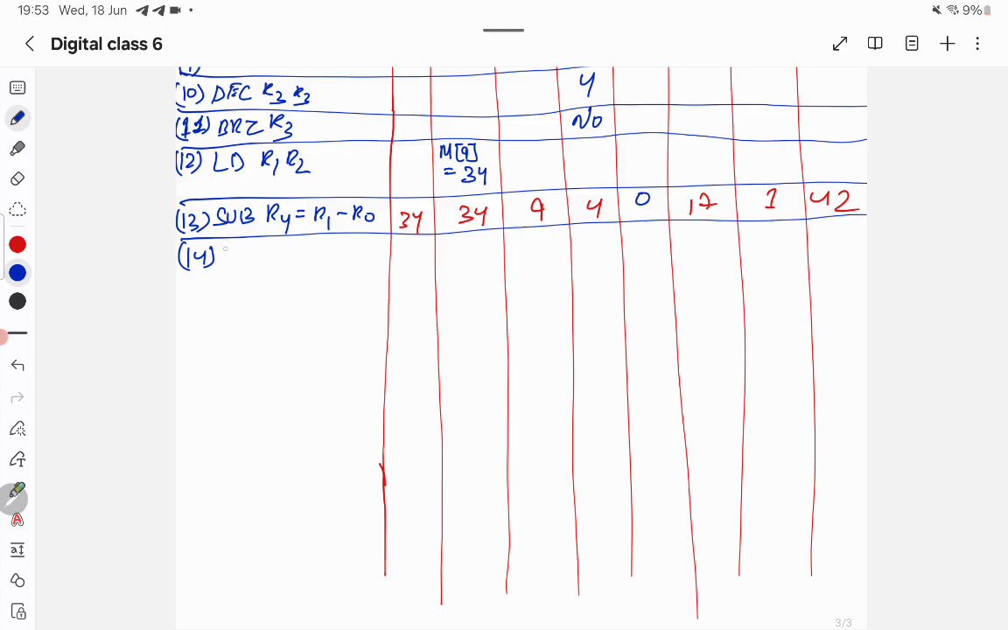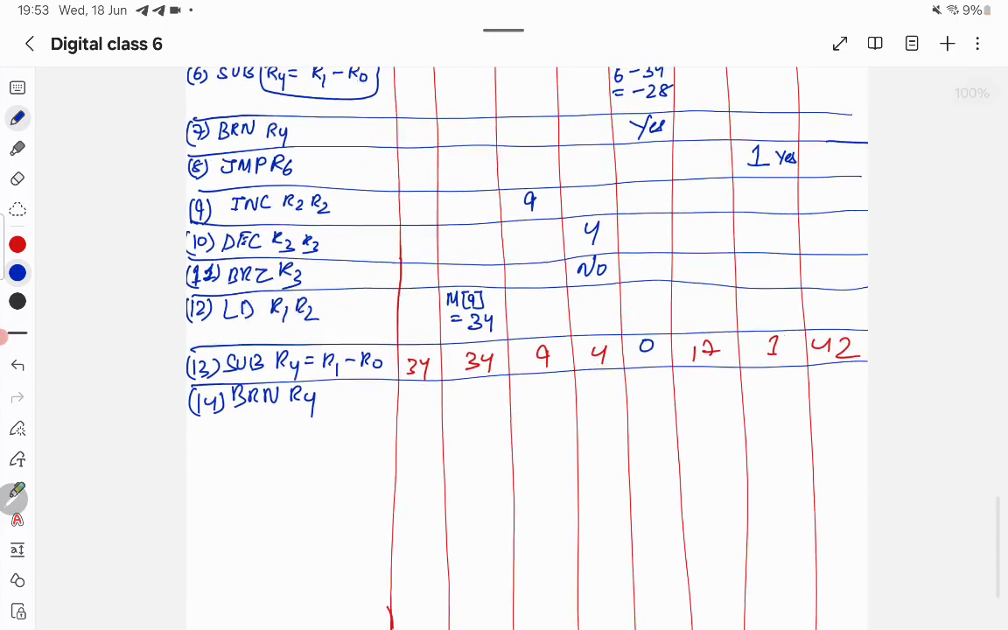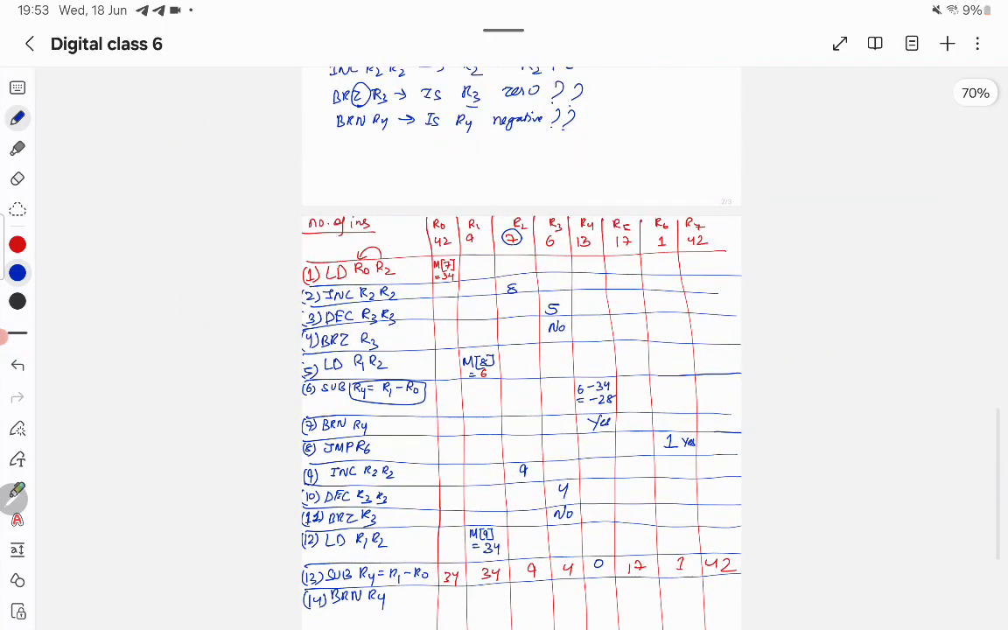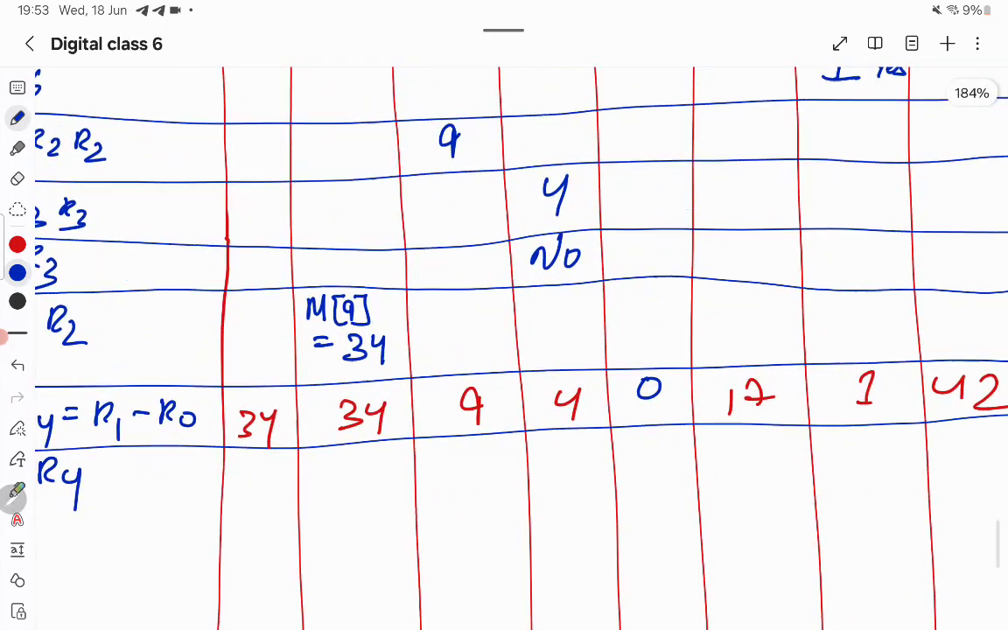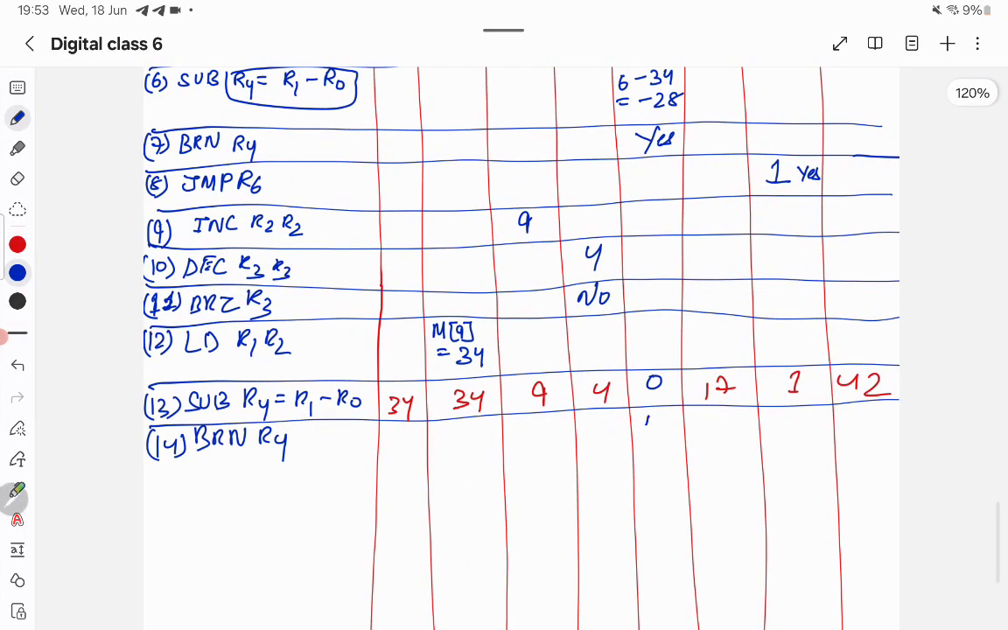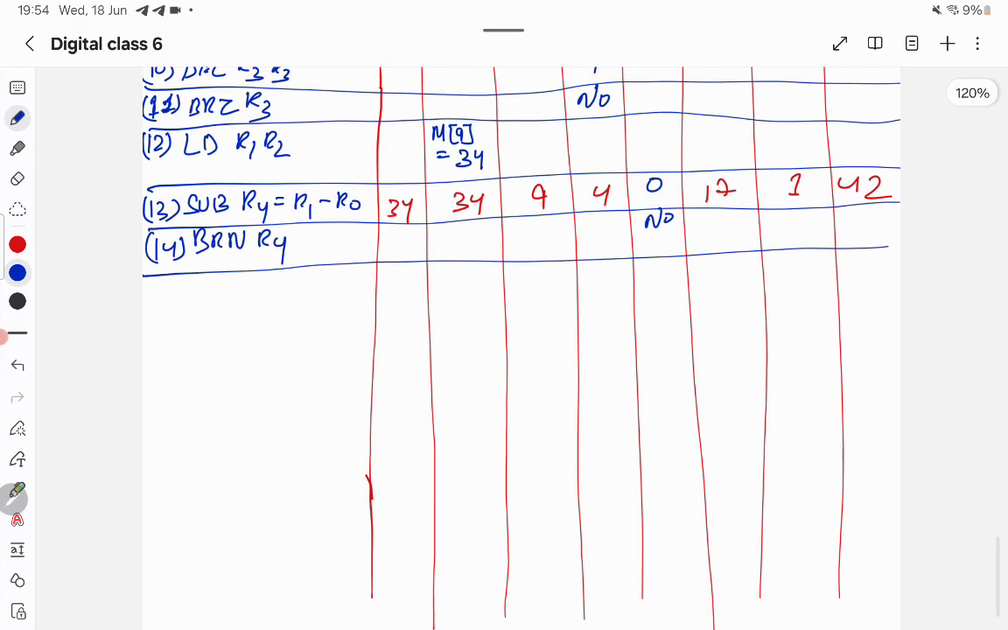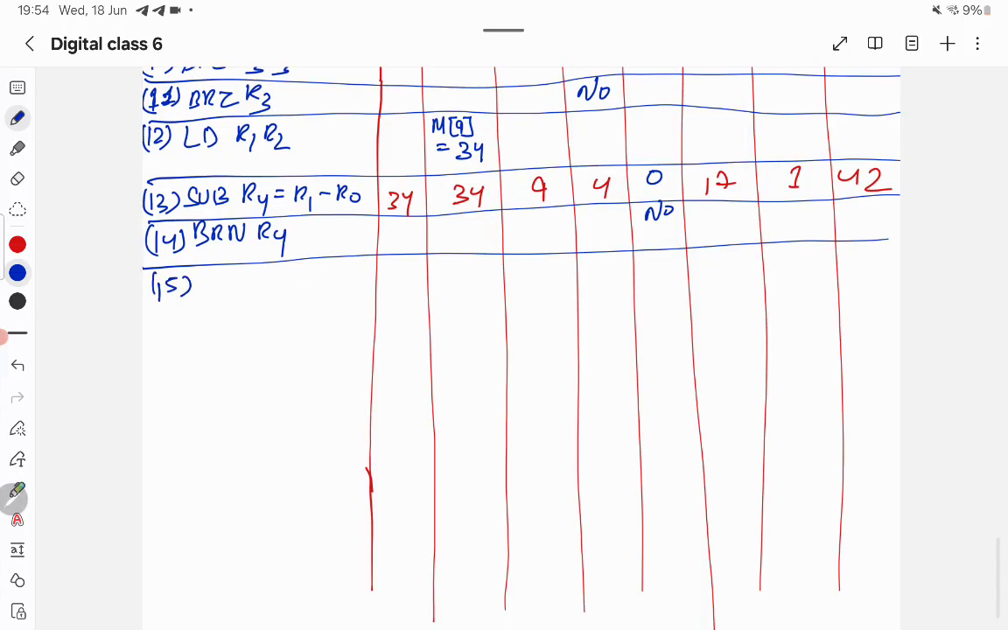Then after sub, then BRN R4. So see, this is R4. R4 is 0. Is it negative? No. So you will say no. That means you will not follow this. Since you are not jumping 2 steps, the next step is this. 15 is move.